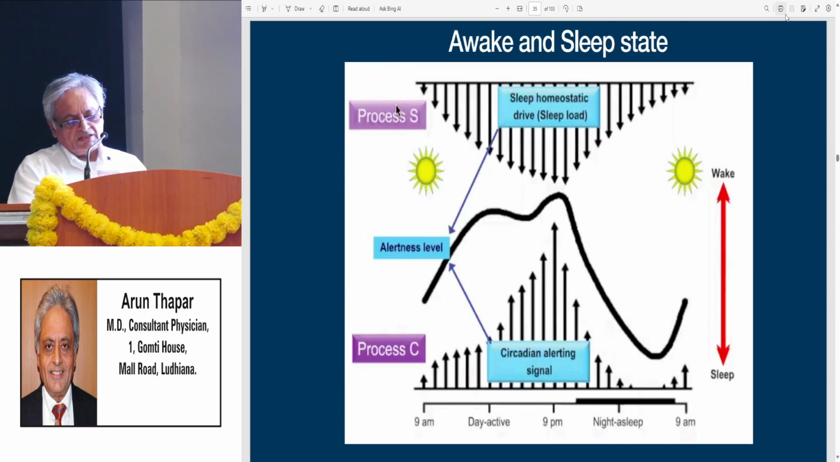A sleep-wake cycle, in which both process S and process C I have tried to show over here. The adenosine levels go up until 8 p.m. and alertness is there, followed by the dip in adenosine and the night sleep starts. And again, in the morning, you have awakeness.